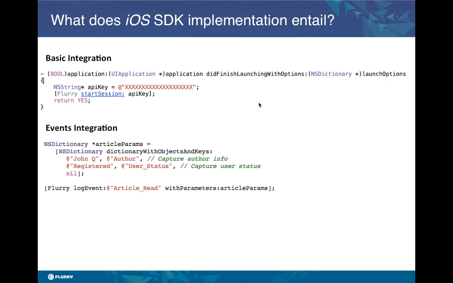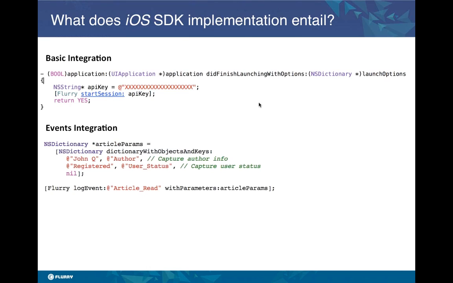For events, it's a little bit more in depth, but it's still pretty simple. You basically have the event itself, and you can pass in parameters to that event. The parameters are collected within a dictionary, and so you create the dictionary that's your parameters, and then the next step is you log the event with article read and with parameters, and you pass in the dictionary that you just created.